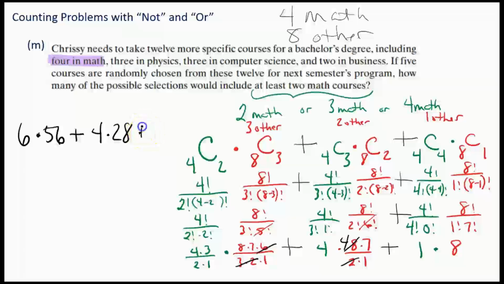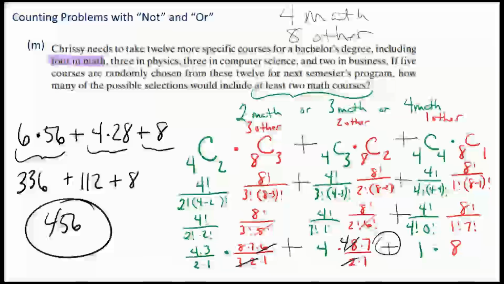And then for the last calculations, that's a plus right here, and 1 times 8 is 8. And in my calculator, I'm just going to type in 6 times 56 plus 4 times 28, and then plus 8, and tell you what I get. So there's your final answer.